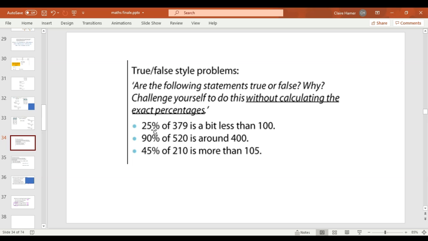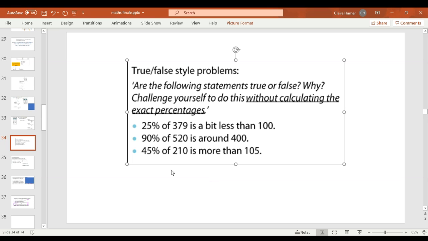So they've said that 25% of 379 is a bit less than 100. Okay, so we're not looking for the exact answer. Just thinking, is that true or is it false? Then we've got 90% of 520 is around the 400 mark. And the final one, 45% of 210 is more than 105. Okay, so think about your key percentage facts and just see if you can reason without working out the exact answers. If you're really unsure, I will go through the bottom one now and I'll explain my reasoning and then you might be able to do the other ones.